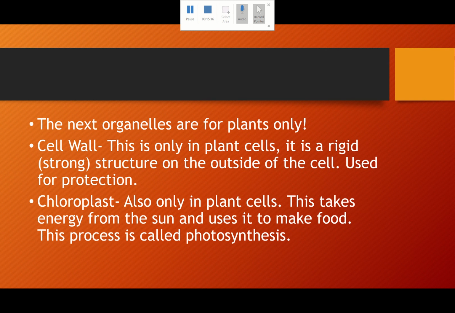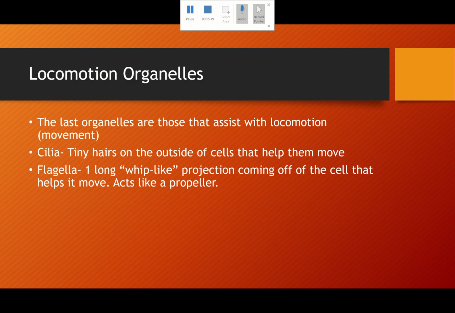Now, on your notes, the last thing I want to talk about just real quick is locomotion organelles. These can be used with any cells, but not every cell has them. You might want to write that off to the side. These locomotion organelles can be in any type of cell. So prokaryotes, eukaryotes can have them, animals, plants. But not every cell has these organelles, and that's okay. So these last two organelles assist with locomotion, and locomotion just means movement. So these help cells move.